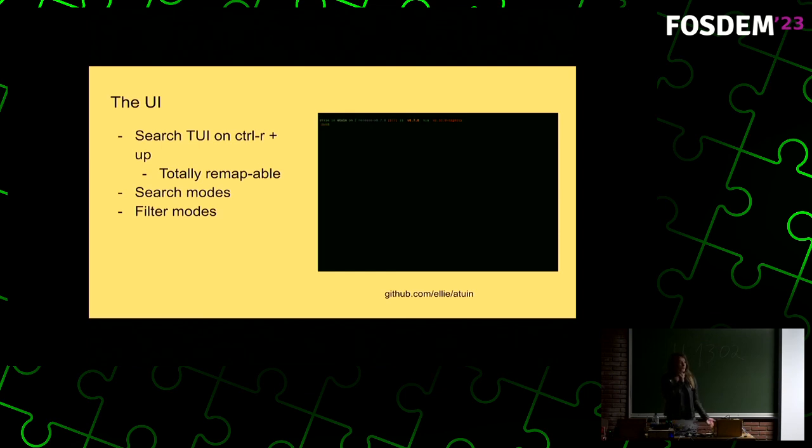We also have several different filter modes. So Atuin allows you to search your shell history for the current session, for the current directory, for the current machine, or just all of your shell history for every machine ever that you've connected anyway. It'd be cool if it could do otherwise.